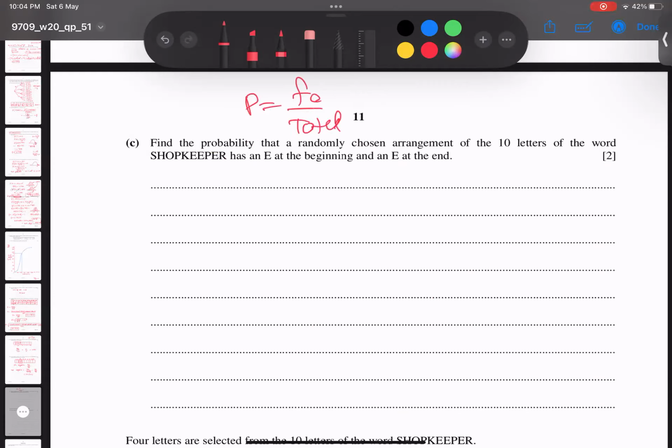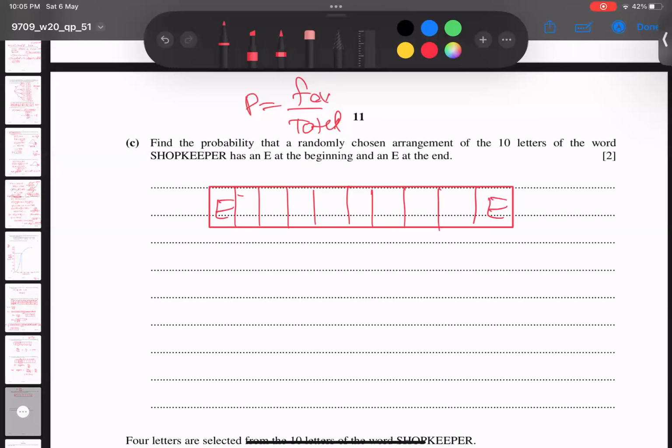Make sure. So what is the rule? Find the probability is clear. The random chance of choosing an arrangement of the 10 letters of the word SHOPKEEPER has E's at the beginning and at the end. It means they come in the starting stage and the last stage. So 1, 2, 3, 4, 5, 6, 7, 8, 9 lines, so 10 boxes. So E comes in the start stage, E goes in the last stage, and they are blocked. They will not move at all.